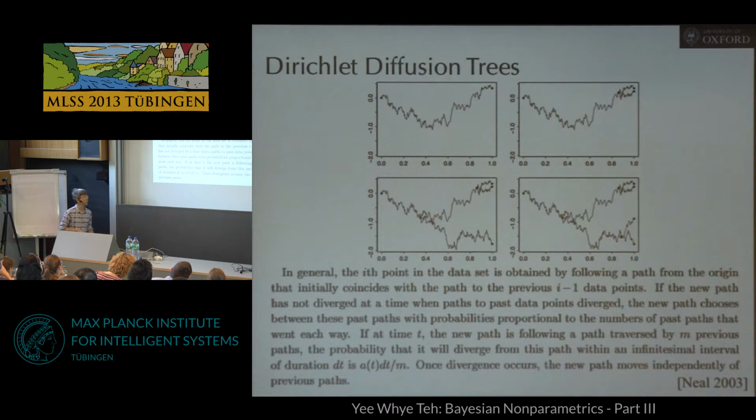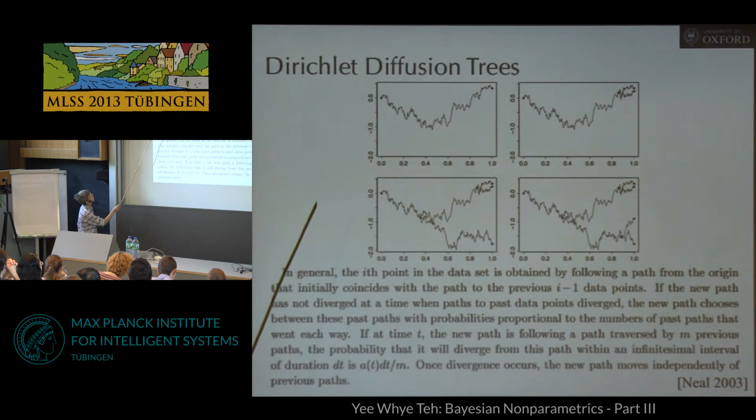Okay. For the nested Chinese restaurant process, it turns out that the continuum limit is a model that Radford Neal worked on more than 10 years ago, called the Dirichlet diffusion tree. Okay. And the Dirichlet diffusion tree works in the following way.